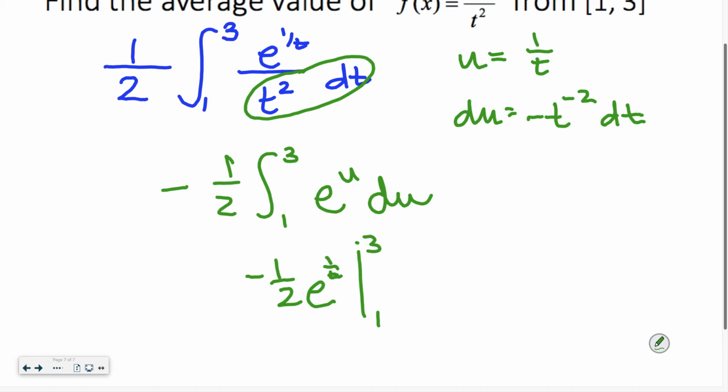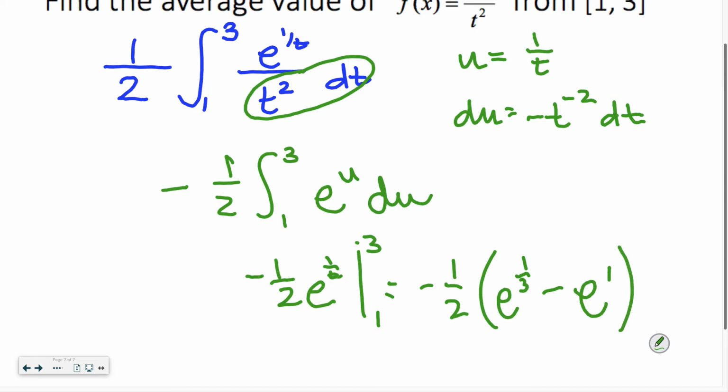I'm not sure what happened to my marker, but that is a t. So we would have negative 1/2 times the quantity e to the 1/3 minus e to the 1st. Without a calculator, that's all the farther we're going to go. Can't you do negative e to the 2/3? No. Only when we're multiplying or dividing can you combine those.